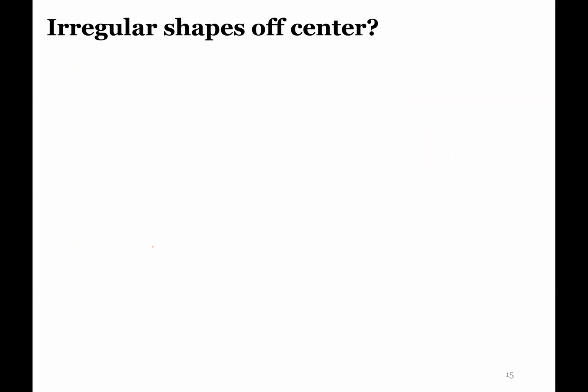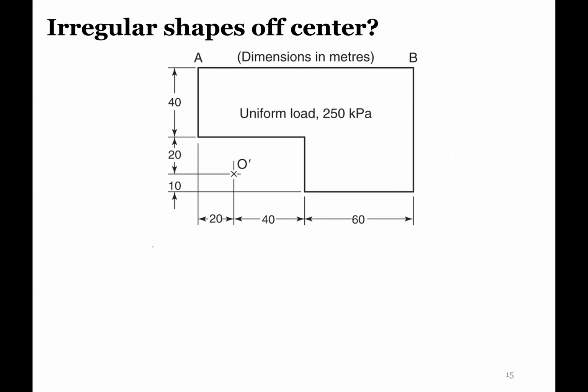Let's look at another thing. Let's say we have some irregular shapes off center. Remember, we have a Boussinesq equation and tables and charts for a rectangular loaded area. We can also look it up for a circular area too. Let's say we have something that looks like this, some type of footprint of a building, like a half rectangular shape.